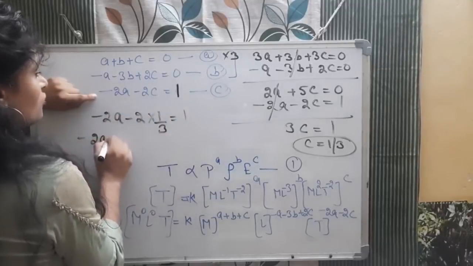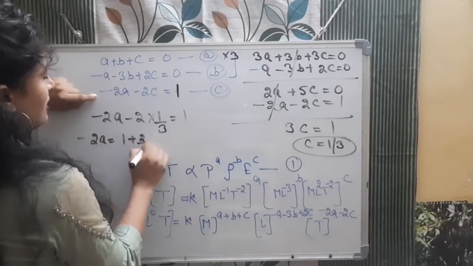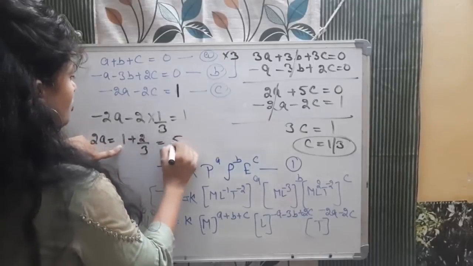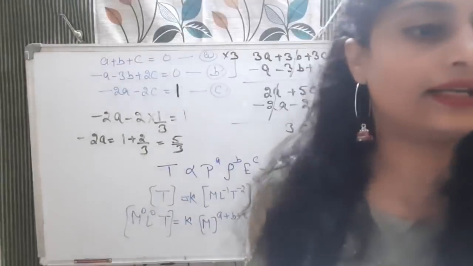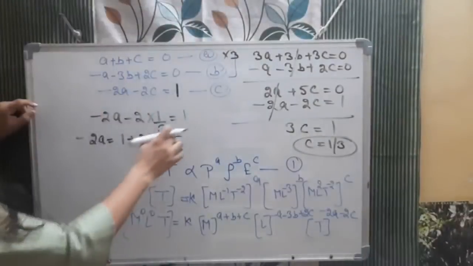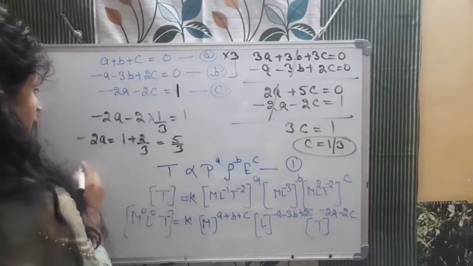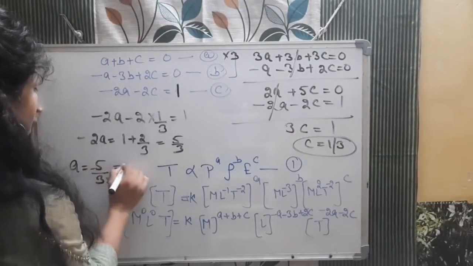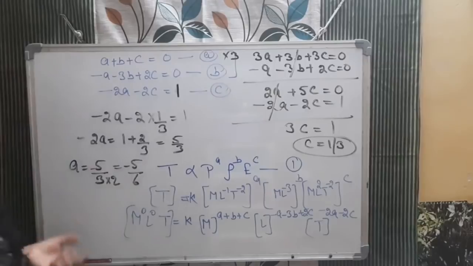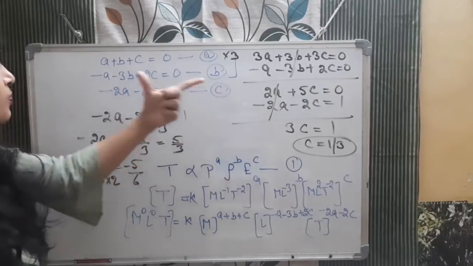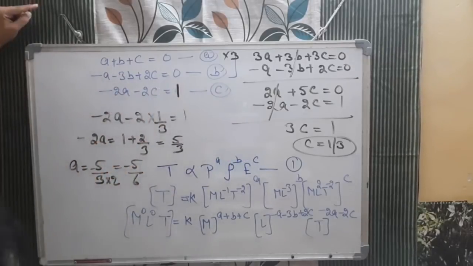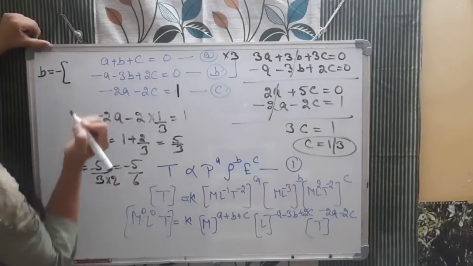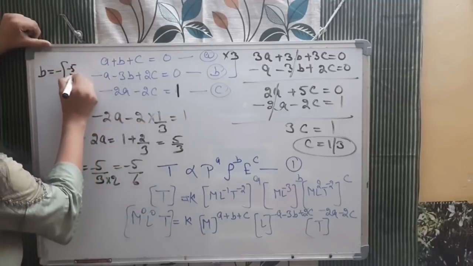So from here minus 2A is equal to 1 plus 2 by 3, which is 5 by 3. So minus 2A is 5 by 3, and A is equal to minus 5 by 6. And now you got A and C. So put the values here and you will get B. So how we will get B? B is equal to minus A plus C. A is equal to what? Minus 5 by 6.